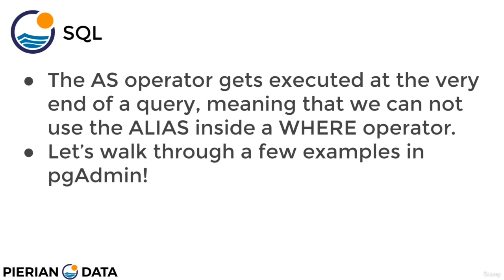Now keep in mind, the AS operator gets executed at the very end of a query. And this is where a lot of students, especially beginners, get confused. That means that we cannot use the alias inside of something like a WHERE operator or a GROUP BY call. I'm going to walk through an example of trying to do that and having it show an error, because a lot of students get confused on that particular notion. You essentially only get to use that alias in the SELECT statement. Anywhere else, it's not actually going to be valid. So let's head over to pgAdmin and walk through an example of that.